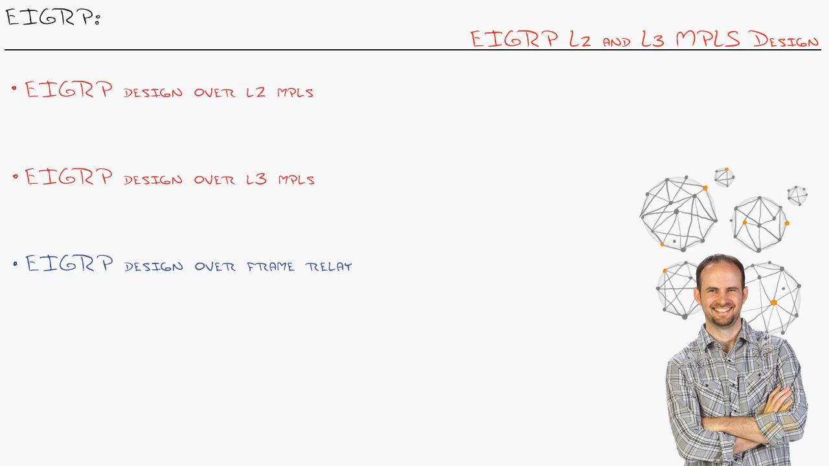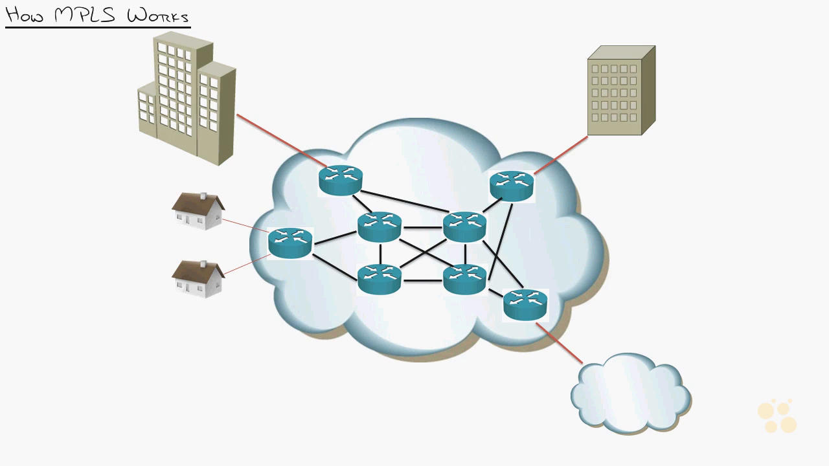EIGRP Layer 2 and Layer 3 MPLS design. When I first got into Cisco some 15 years ago, frame relay was the darling of the industry. It'd be rare to find a Cisco config example where you didn't have something about frame relay in there. Nowadays, frame relay has taken a back seat to multi-protocol label switching. It's still around, but MPLS is the new kid on the block everybody's running after.